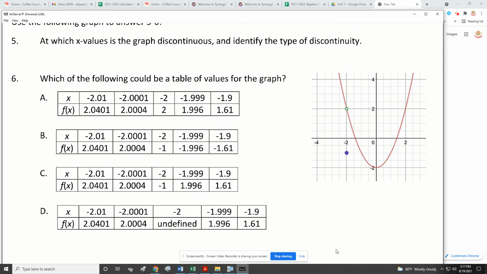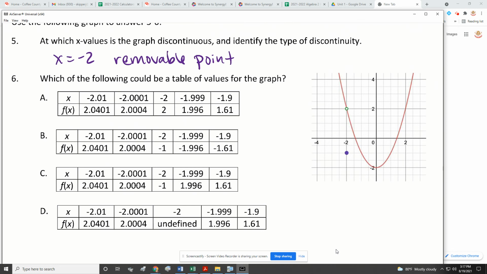Which values of x is the graph discontinuous, and identify the type. So right here we have a hole in the graph, and that is when x is equal to -2. And a hole in the graph is a removable point discontinuity. So if it's all connected, but there's a hole in the flow of the graph, that's a removable point.